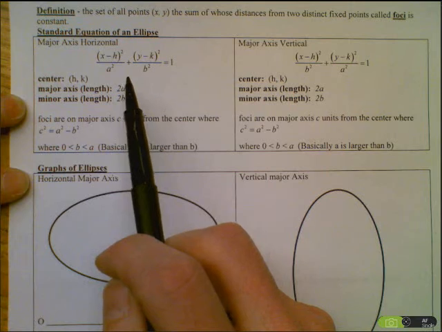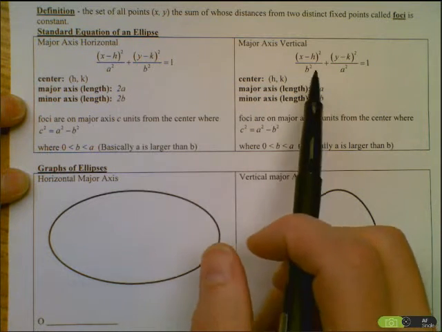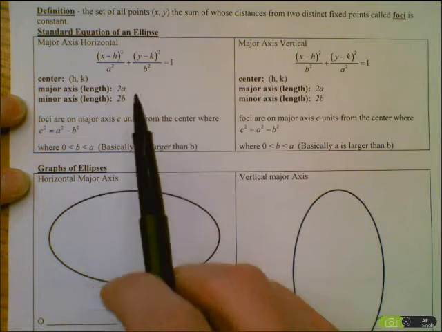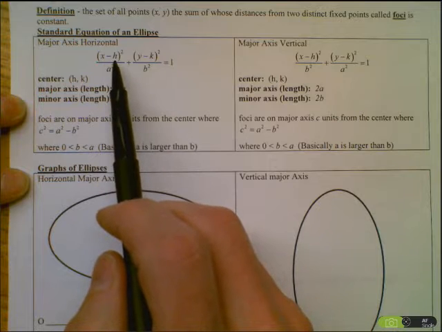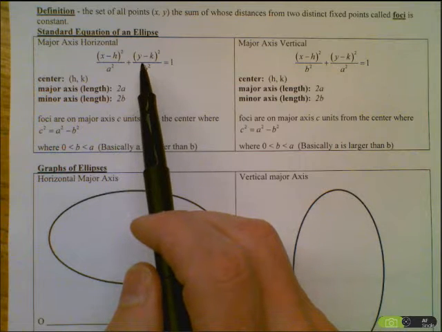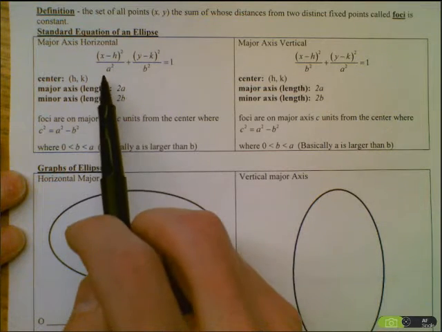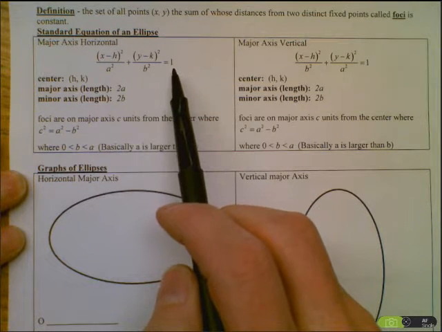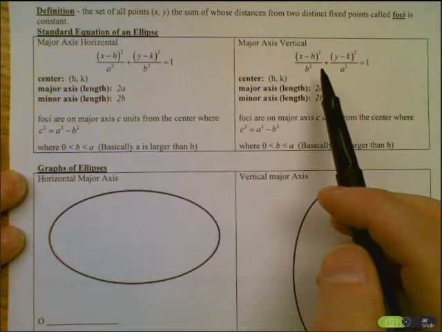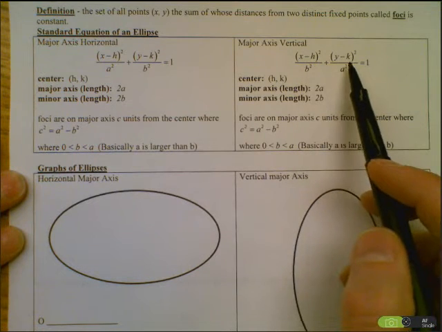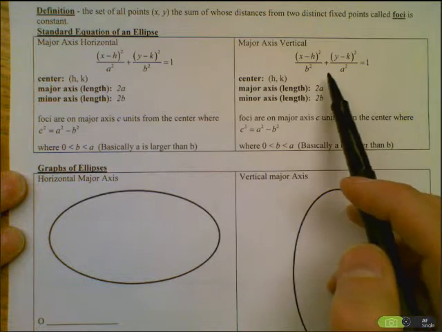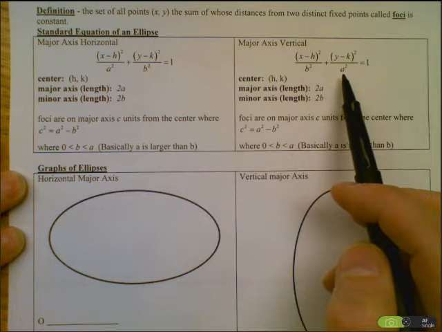So if we look at the standard equations, we're going to notice some similarities to circles. So we have our x minus h squared and we have our y minus k squared, except now we've got some fractions over here. So we have an a squared, we have a b squared, and it equals 1. And then over here, again we have our x minus h squared, our y minus k squared, except now we switch the a and the b.